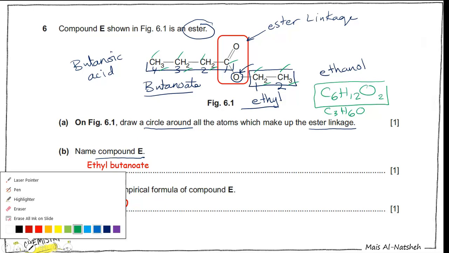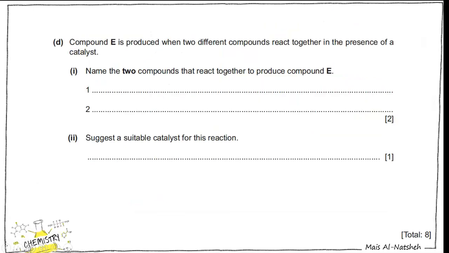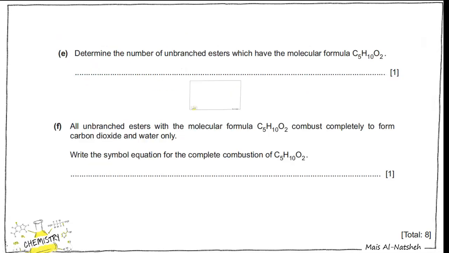Next part. Now the next part: compound E is produced when 2 different compounds react together in the presence of a catalyst. We found out the names of the 2 compounds that react together to produce compound E in the previous part. Those are ethanol and butanoic acid. Suggest a suitable catalyst for this reaction. The suitable catalyst here would be an acid, and specifically it is sulfuric acid.